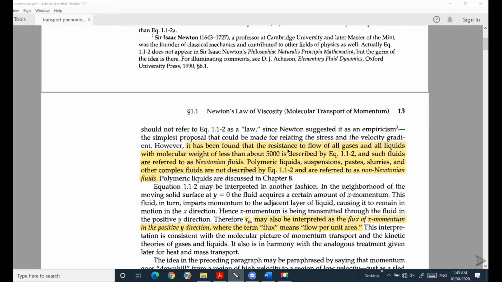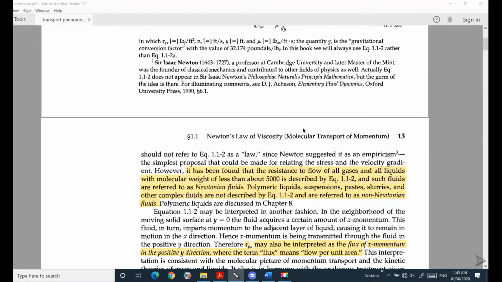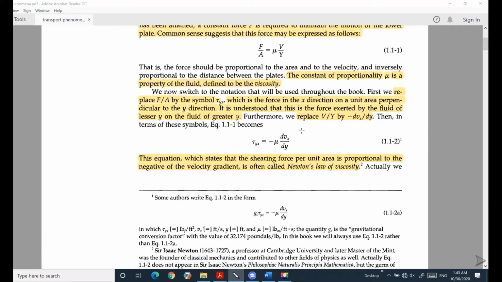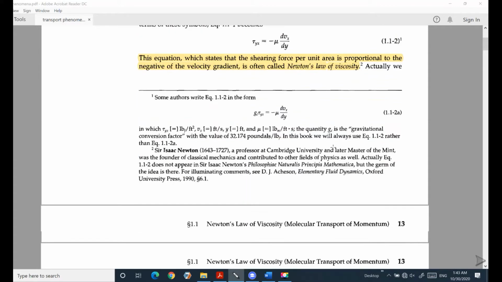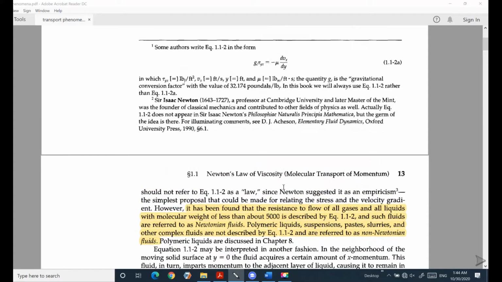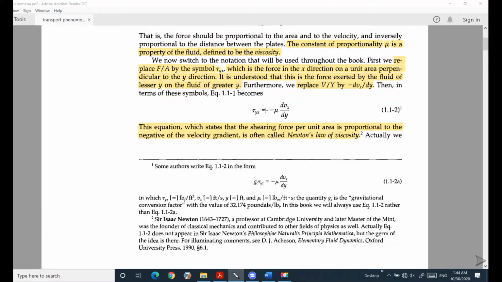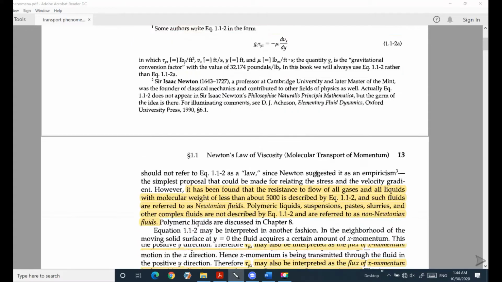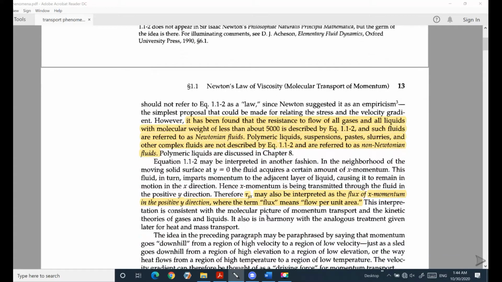It has been found that the resistance to flow of gases and all liquids with molecular weight less than about 5,000 is described by this equation. And fluids described by this equation are called Newtonian fluids. Other cases, such as polymeric liquids, suspensions, and other types of complex fluids, are not described by this. We cannot describe this kind of fluid by this equation. That's why we call them non-Newtonian fluids.